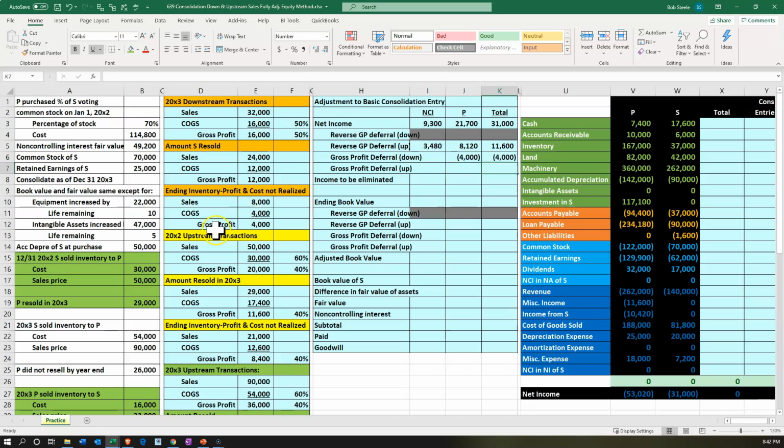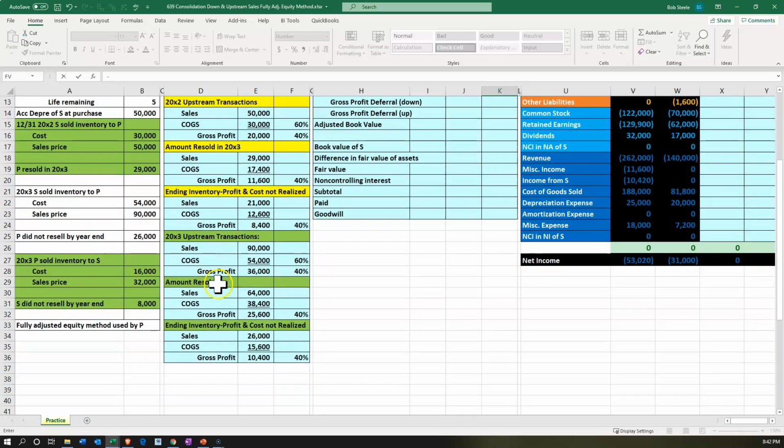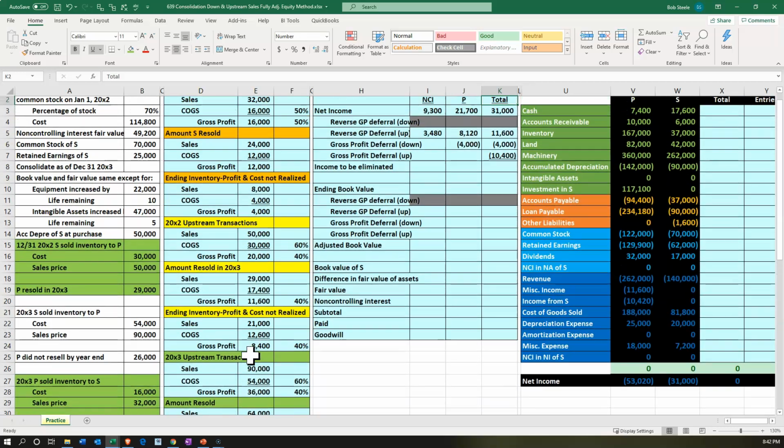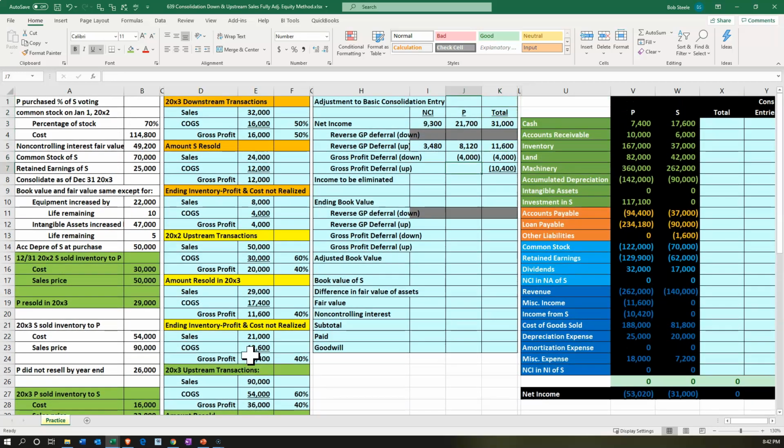Then we'll think about the up transaction in the current year. I'm going to say negative of going all the way down to this 10,400. Now the up transactions we're going to be breaking out between P and S, 70-30 split, so that 10,000 times the 70%, and then we can think of it as equal to the 10,000 times, and we could say 1 minus the 70 or the 30%.